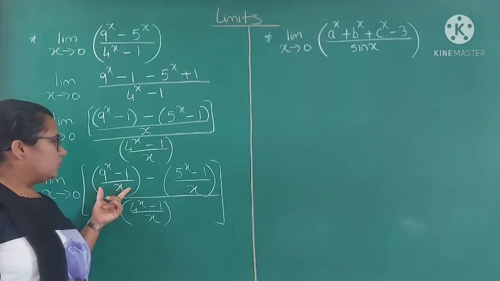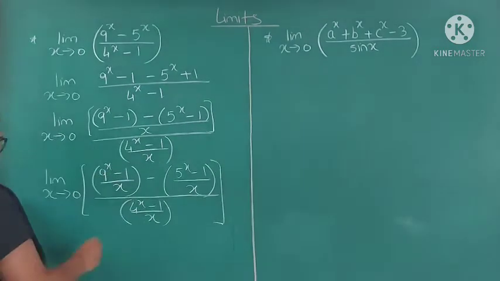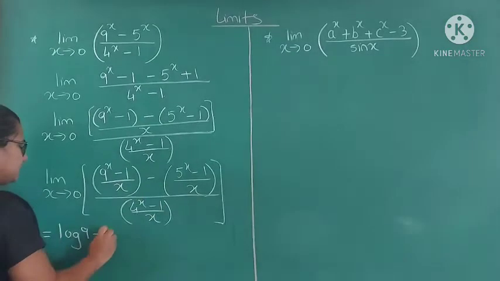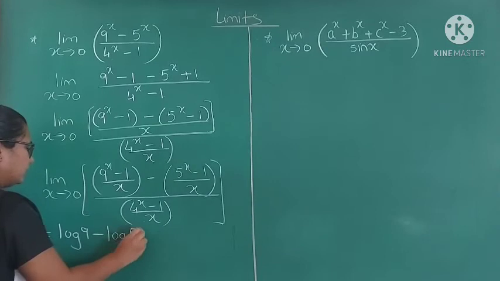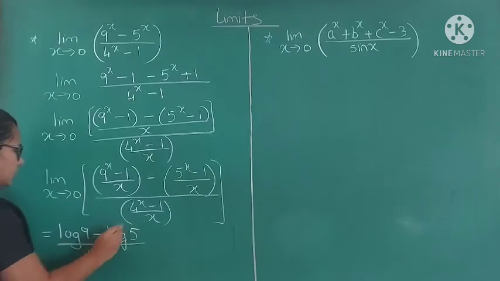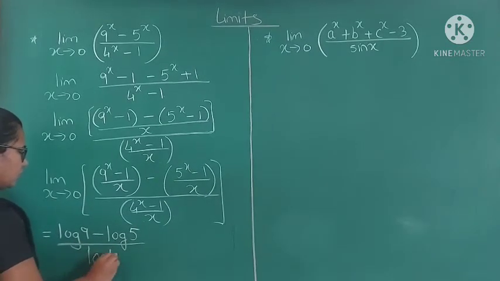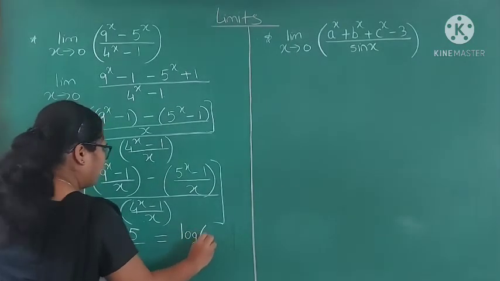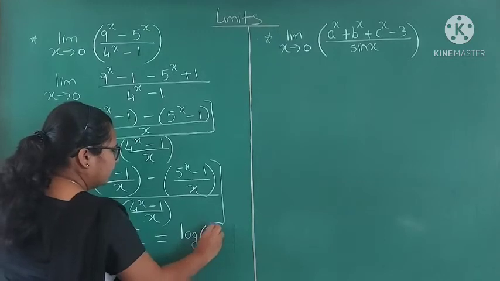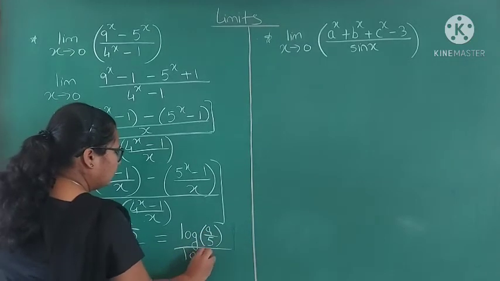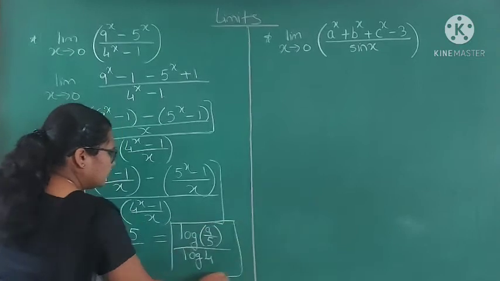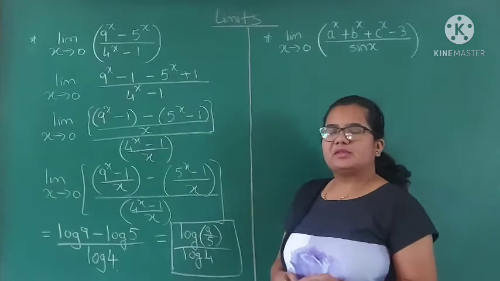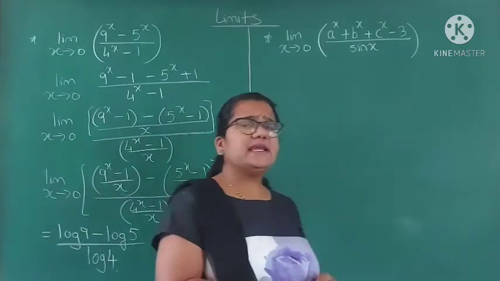So what is the value of this? A is 9, so this is log 9. Apply the limit. Minus, here a is 5, so log of 5 upon, here a is 4, log 4. Log a minus log b, you can write it as log of a upon b, that is log of 9 by 5 upon log 4. So this is your answer for the given exponential function. Okay, clear? Yes.